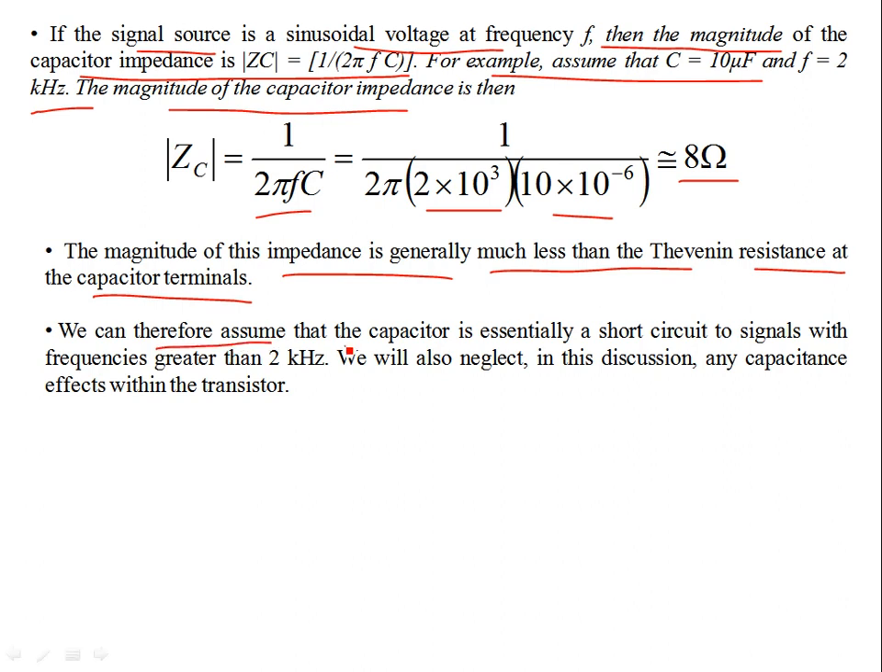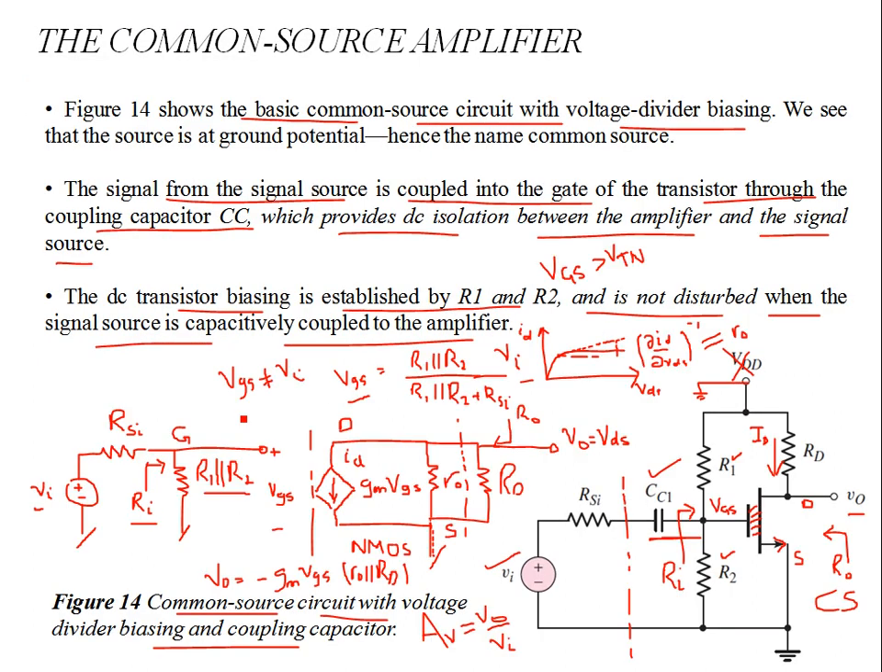So we'll therefore assume that the capacitor is essentially a short circuit to the signals, the frequency is greater than 2 kHz, and we'll also neglect in this discussion any capacitance effects within the transistor. So, for example, we are going to neglect the gate capacitance over here, okay? The gate capacitance is also going to appear as an open circuit.